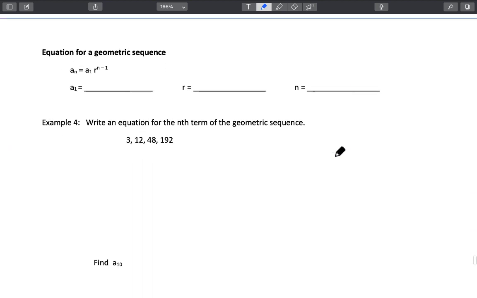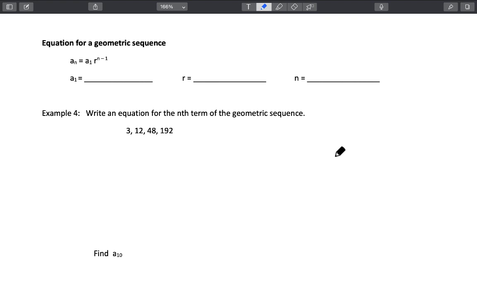Alright, let's flip on to our back page here for 6.6 geometric sequences. And it says here, write an equation for the geometric sequence. Alright, here is our generic form. The equation for a geometric sequence. A sub 1, remember, is your first term. R is your common ratio. And n simply represents your term number.